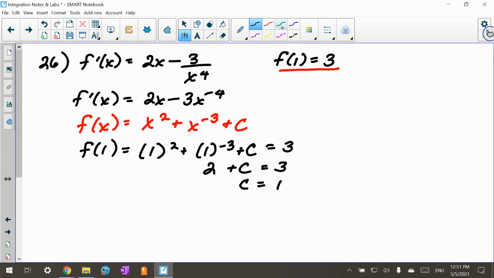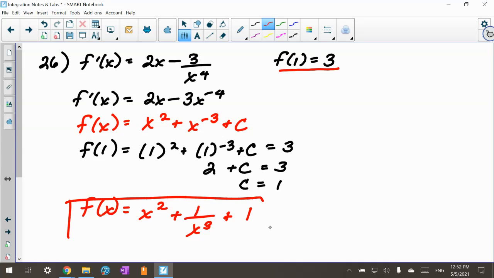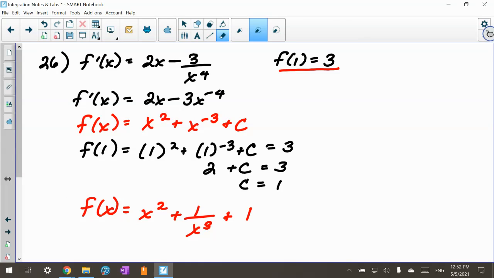So my original function ends up coming out to be f of x is going to be x squared, plus, we can do 1 over x cubed if you will. I'll just rewrite it here, plus 1. Or you could have written it as x to the -3. That would be fine as well. So that's how we would do 26. I'm just erasing this because I kind of covered that.